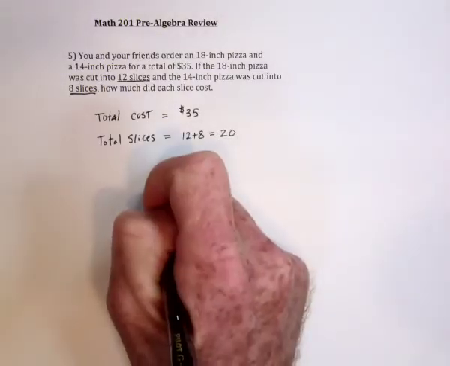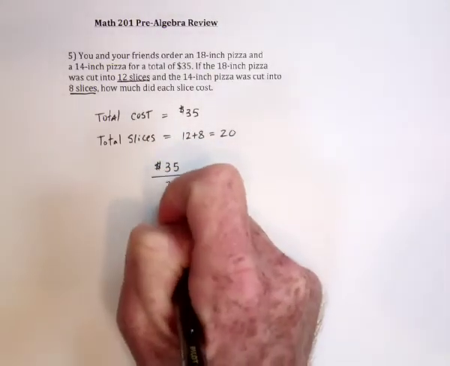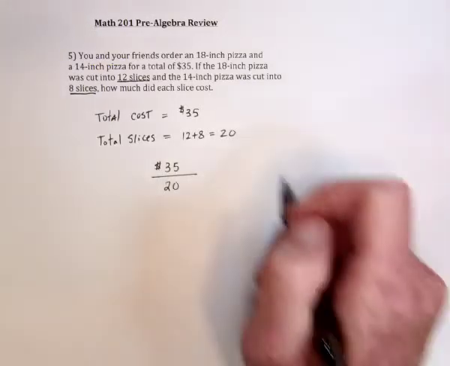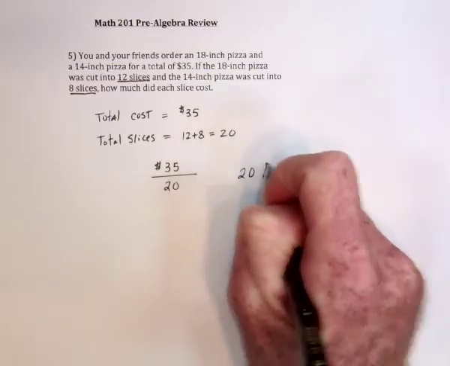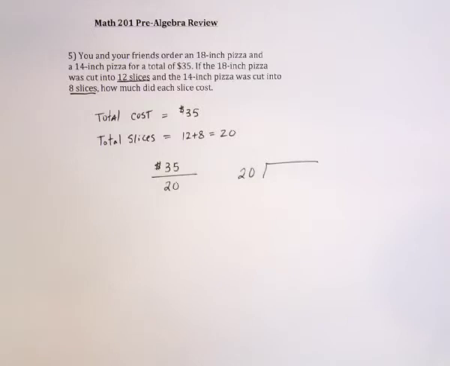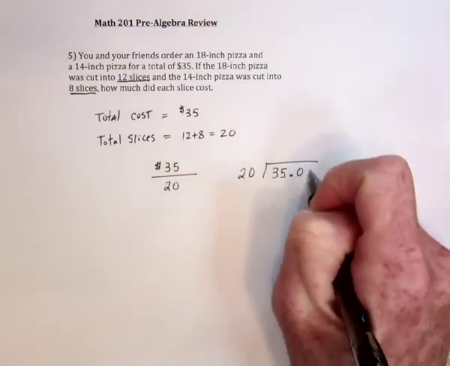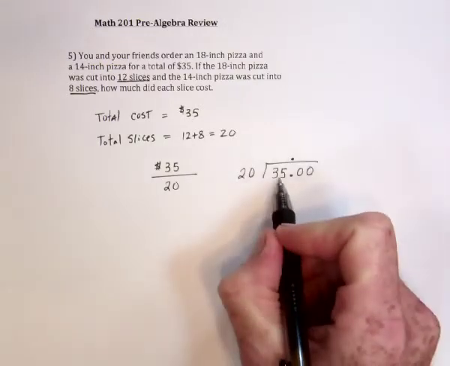So then if you divide that, it will give you an average. $35 total divided amongst 20 slices. Now, how much is that? Since I'm not allowed to use a calculator, I need to use long division. 20 divides into 35. So you put a 35 right here, a decimal place. We'll probably need 2 decimal places because that's how we do it with money, like $1.25 or $1.50. And a 20 will go into a 35 one time.